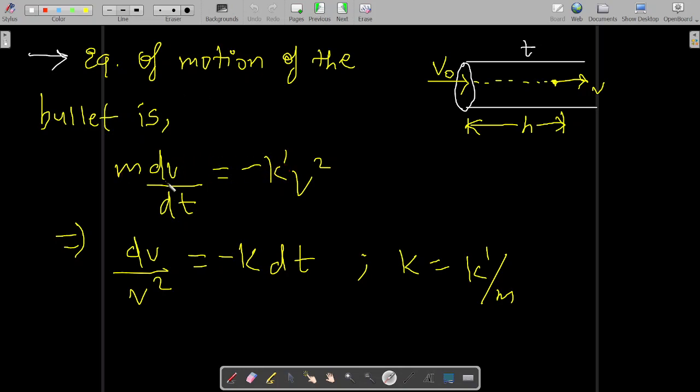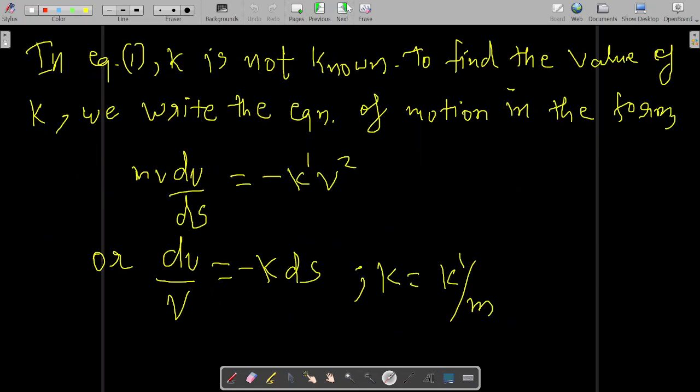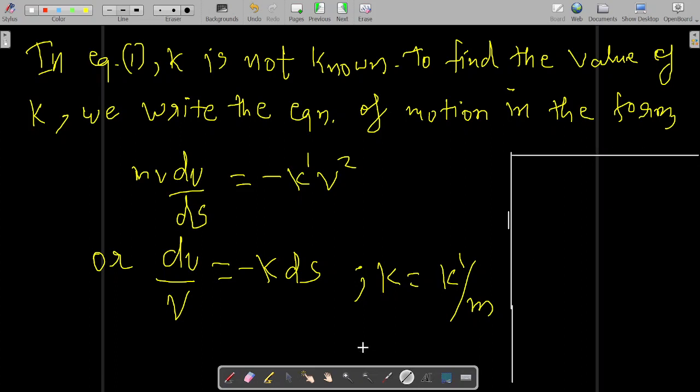Now dv by ds, if you want it over here, then what will happen? You will have to do some simplifications. I will do it on the right hand side for you. So let us do the manipulations. What is there? m dv by dt, that is mass into acceleration, that is equal to minus k dash v square. Now if we want to represent them like this as given over here, we have to eliminate basically t.